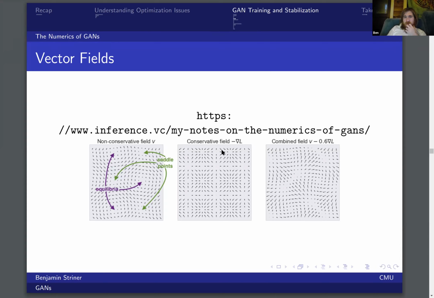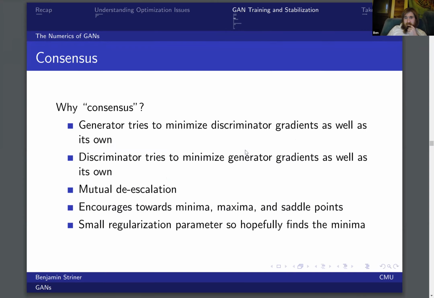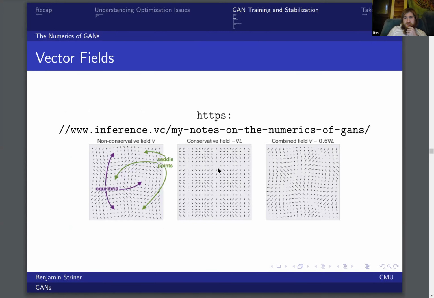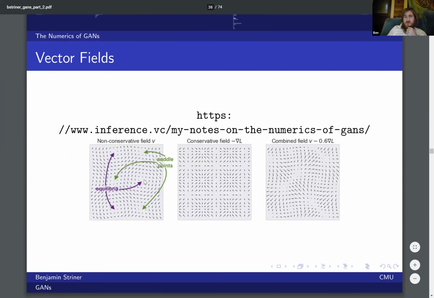We then come up with this conservative field. This conservative field is pointing towards all the saddle points and the equilibria. Why is it doing that? That's because that is the L2 norm of the gradient. So basically, if we're going down, in the direction of decreasing gradient, then that is a field which actually points towards the equilibrium points.